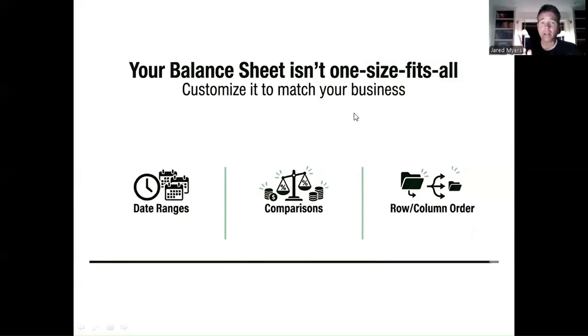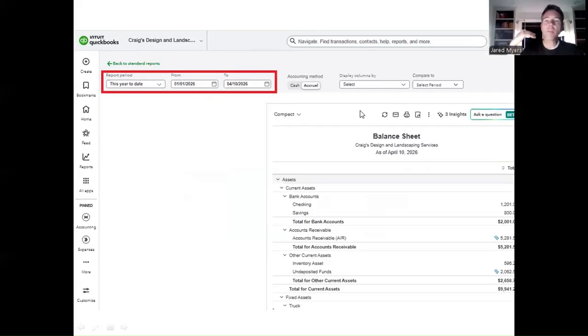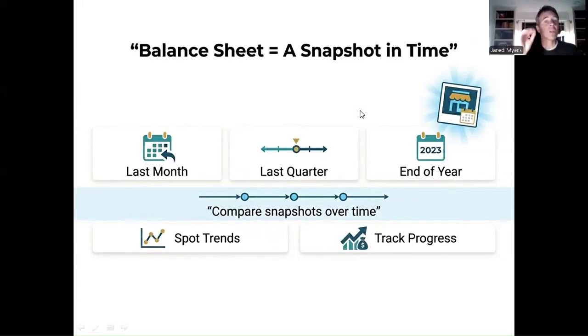How to customize your balance sheet, which is where the real power is. Now, here's where QuickBooks gets interesting, because the default report is okay, but customization is where you actually make it useful. At the top of the balance sheet, you can change the date range. And this is huge because remember, balance sheets are as of a specific date. So you can ask, what did my business look like last month, last quarter, end of last year? That's how you spot trends.